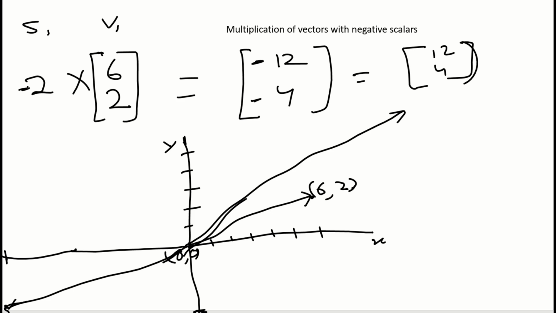But when the scalar is negative, in this case, the answer is minus 12, minus 4. So of course the magnitude has become doubled, but also the direction has changed. The direction has become opposite. So this happens when we multiply the vector by a negative scalar.